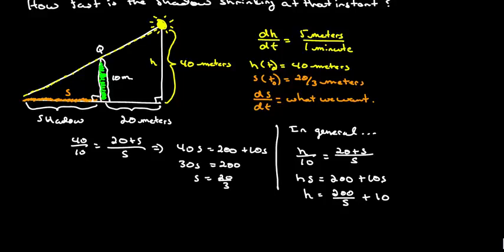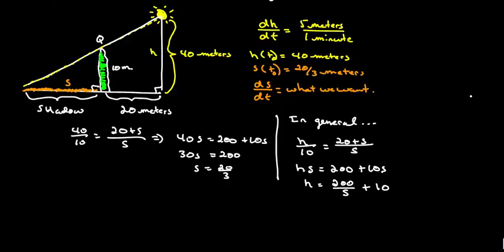plus 10. So we can think about this as h as a function of the shadow length, or vice versa. We could solve for s and get what h is. So what do we have? I'm just going to write it like this again, so it doesn't confuse you. Now we've got this information up here, and we're going to use that.